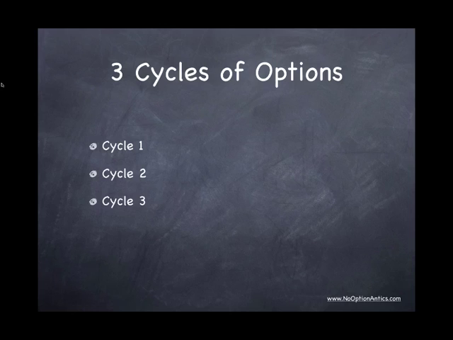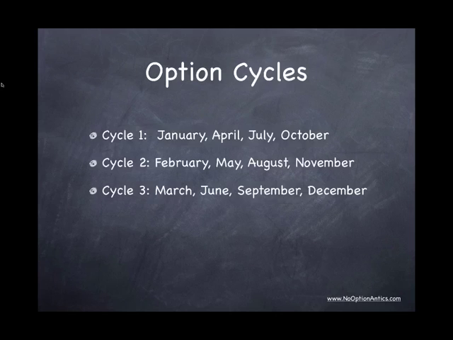You've got cycle 1, cycle 2, and cycle 3. These are the three types of cycles that are listed with options. Here's how the option cycles are listed. Cycle 1 will start in January. It'll skip February and March. Its next cycle will be April. It'll skip May and June. The next cycle will be July. It'll skip August and September. The next cycle will be October.